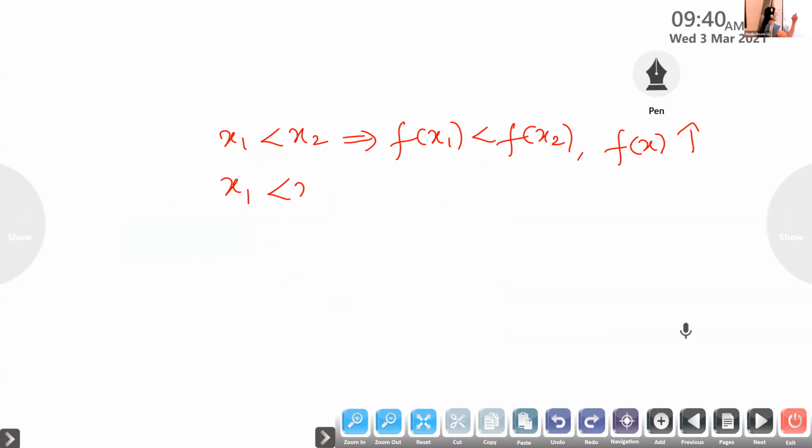Now x1 is less than x2 implies f of x1 is greater than f of x2. If f of x is greater, for the smaller value, you are getting a bigger one. x1 is less than x2, but look here: f of x1 is greater than f of x2, which means we say it is a decreasing function.